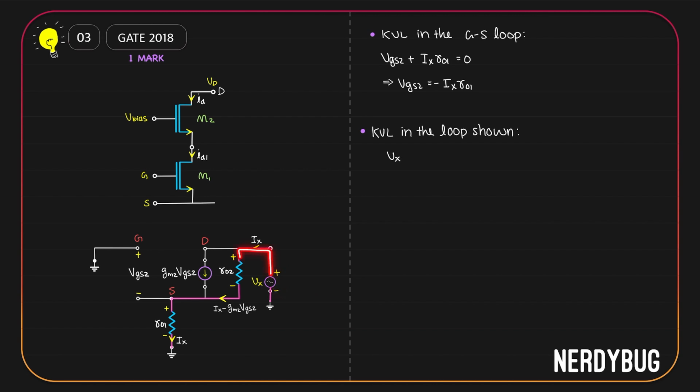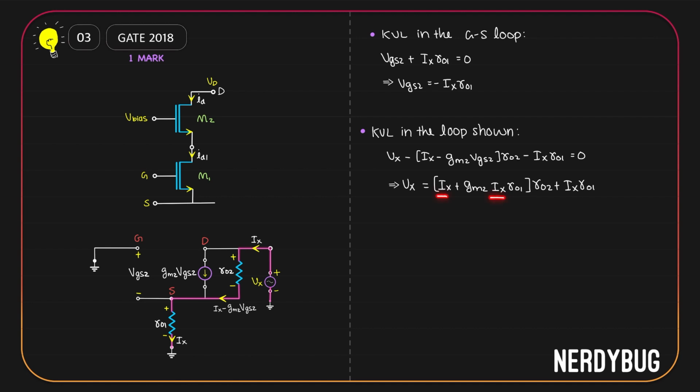As I go on, I have ro2 through which a current Ix minus gm2 vgs2 is flowing. But the potential difference is from positive to negative, so I have to write negative of (Ix minus gm2 vgs2) multiplied by ro2. As I further go on, I have ro1 through which a current Ix is flowing. Positive here, negative here, so I will write minus Ix ro1. According to Kirchhoff's voltage law, this will be equal to 0. This gives us Vx is Ix ro2 plus gm2 Ix ro1 ro2 plus Ix ro1.